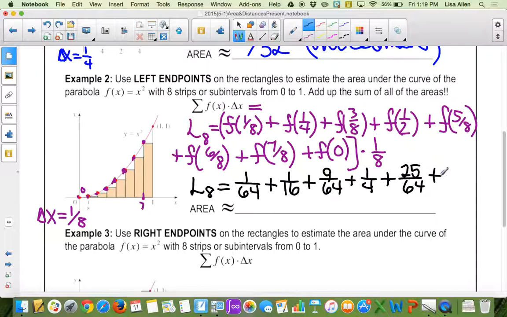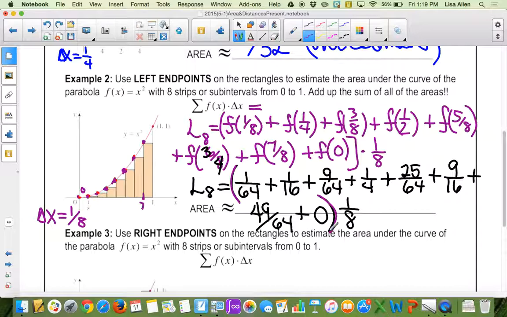plus 6/8 squared would be 36. It could have been 3/4. I'm sorry, I didn't write that here, but 3/4, and that would be 9/16. Plus, then we have 7/8 squared, which is 49/64. And then plus the 0, okay? And that would all be times 1/8. So parentheses around the whole expression from beginning to end, and then multiply it times 1/8.